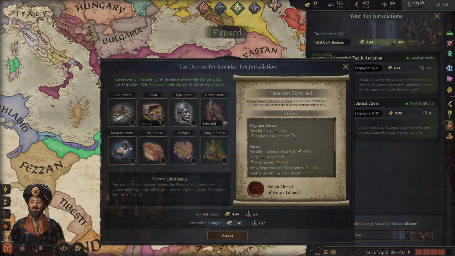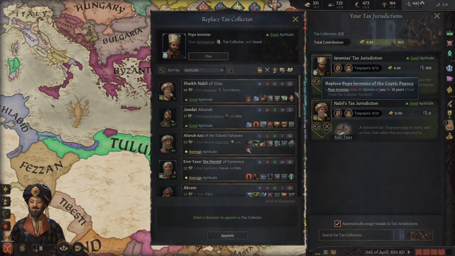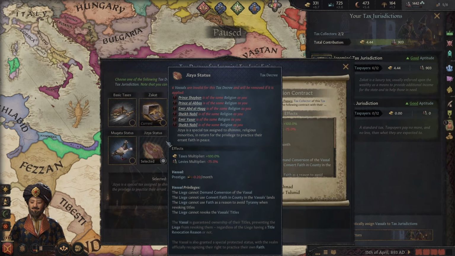Ghazi, where they still pay less gold and levy, but they are able to raid your neighbors, they are faster at raiding, they get more money while at war, and it's cheaper for them to declare war. There's Jizya, where subjects of a different religion pay twice the gold, but only a quarter of the levy, and you can't revoke their titles based on their religion, and you can't demand that they convert. Remember, they have to be a different religion, not faith. If you have someone of the same religion as you in a tax jurisdiction where you change the decree to jizya tax, they will automatically be kicked out.